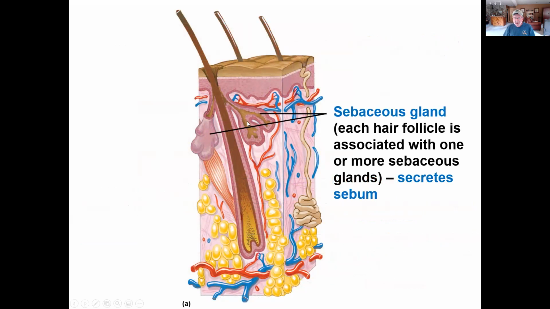Here's some additional accessory structures of the dermis. These, of course, are called sebaceous glands. We see that this particular one has been sectioned, so we can peer inside of it. But what I want you to notice about the sebaceous glands is that they are connected to the hair follicle and will release a fatty substance called sebum.